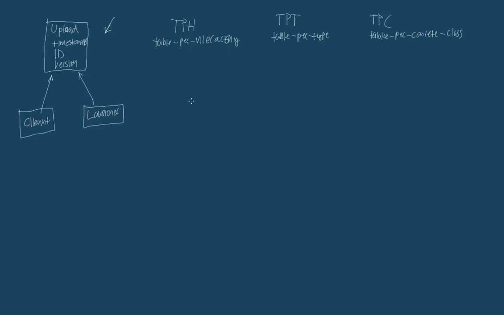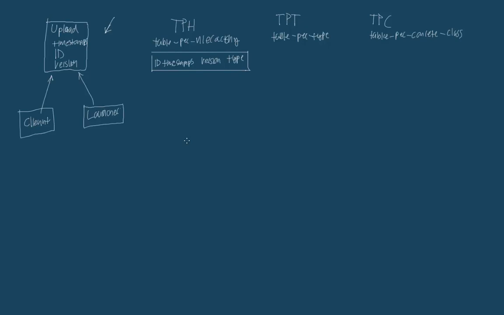A table per hierarchy layout might look like this. We'll have our ID, which will be shared. Then we'll have our shared properties, like our timestamps, our version, and then we'll have a type. So it'll just have one table. That's a better box, I guess. This one table will contain the data for both our clients and our launchers.